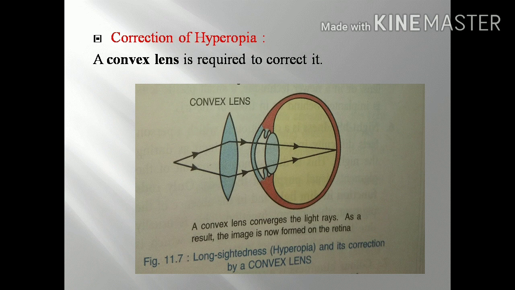Next, correction of hyperopia. A convex or converging lens is required to correct this defect. When we use the convex lens, it converges the light rays, so the light rays converge and join in the retina region. So we can correct this defect by using the convex lens. In the diagram you can observe that by using the convex lens, all the light rays join in the retina region and the image forms.